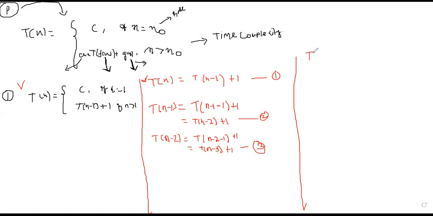Okay, now coming back to the actual problem. I will write the actual problem here. Now I'm writing T n equal to T n minus 1 plus 1. I will replace T n minus 1 with the value from equation 2. Abhi kya kar rahe hai? The value of T n minus 1 we are replacing from equation 2, because both are the same. We have derived this: T n minus 1 equal to T n minus 2 plus 1.